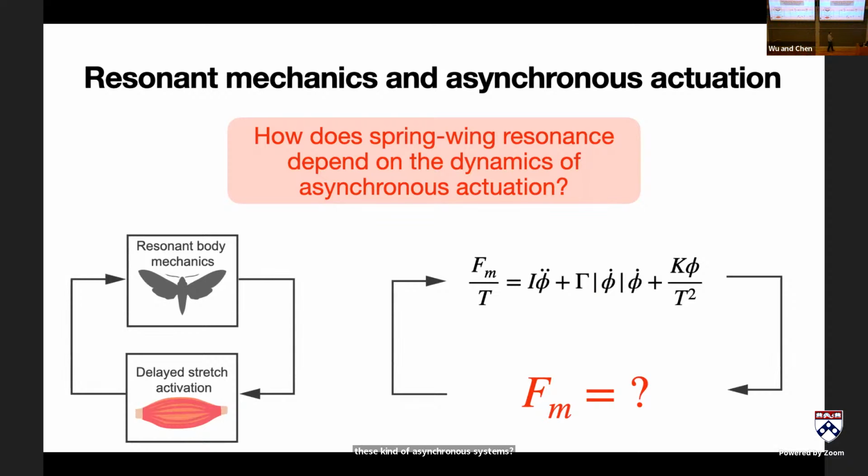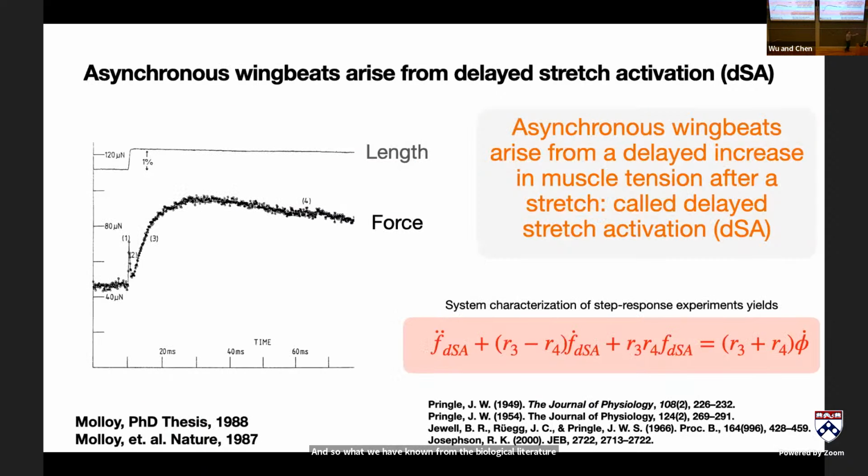And so what we have known from the biological literature for a long time is that if you take one of these muscles out of an insect and you put it between, let's say, a displacement control, and I apply a step impulse in terms of displacement, so I instantaneously stretch it, what you see is that there's a very quick force response right here from the muscle. And then there's a slow rise in tension and then a decay in that tension. And this slow rise right here, okay, so again, step input, a velocity impulse is provided. You have some quick force, but then you've got a slower increase in force and then a decay in force.